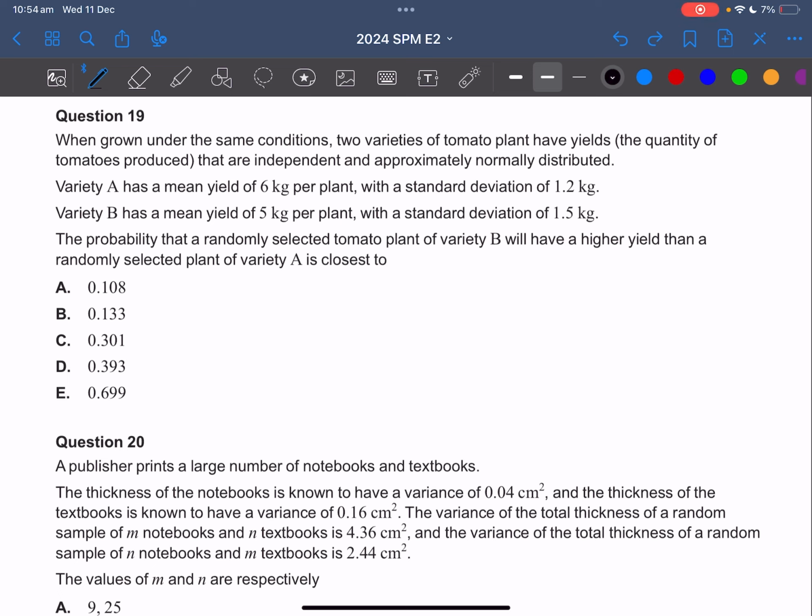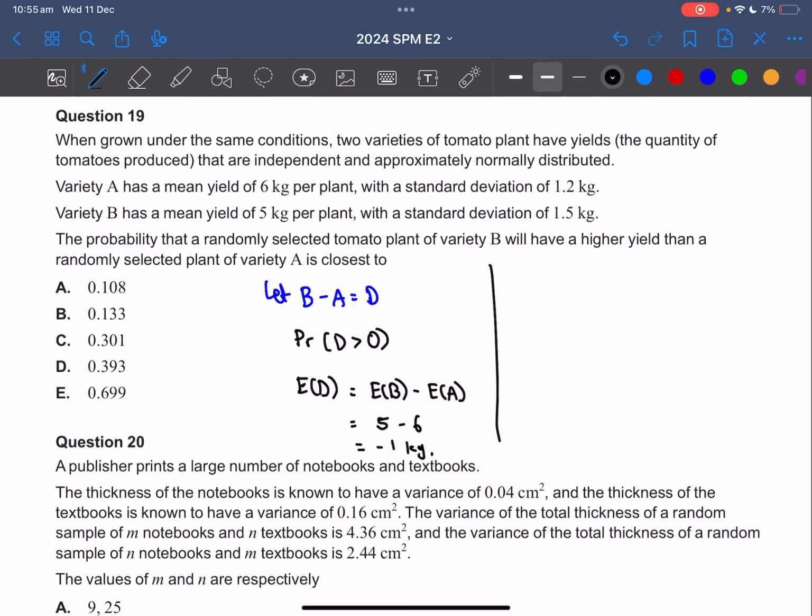So we want B to be higher than A, basically. So what I'm going to do is let B take away A equal D. And what we are then finding is the probability that D is greater than 0. Okay, so let's find the mean of D. So E of D is just E of B take away E of A, just like here. Okay, so we will have 5 minus 6, so that is -1 kilogram.